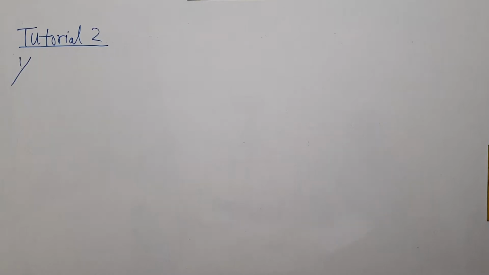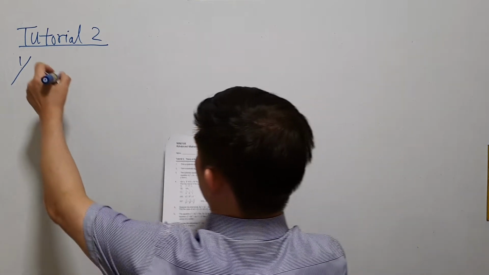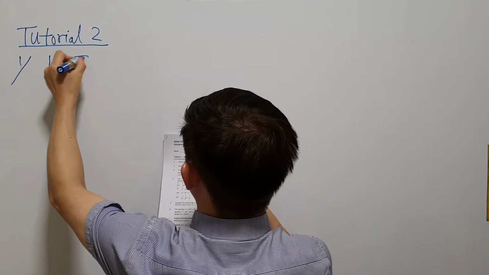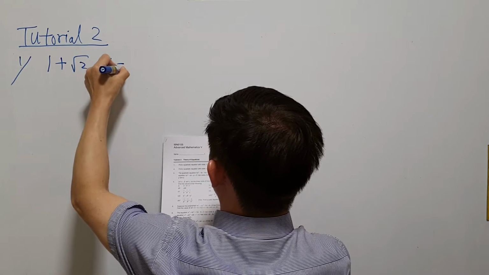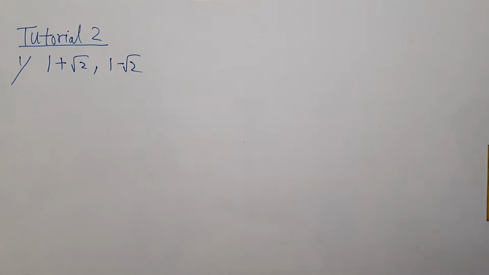Okay, now moving to tutorial 2. We are doing tutorial 2 starting from question 1. You are given that this equation has two roots. One root is 1 plus root 2, another root is 1 minus root 2. You are asked to form an equation with these as roots.